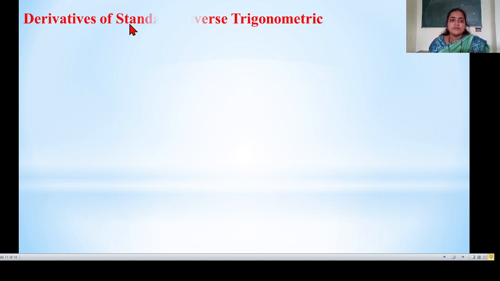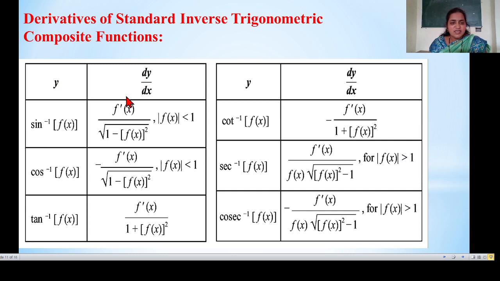Now next, the derivative of standard inverse trigonometric functions for composite functions. Okay, so the standard inverse trigonometric composite function. So let's start. Here the function and its derivative are presented. y is equal to sine inverse of f of x, which means x is replaced by f of x. So sine inverse of f of x is a composite function. So how do we find the derivative? First we find the derivative of sine inverse, and then we find the derivative of f of x.